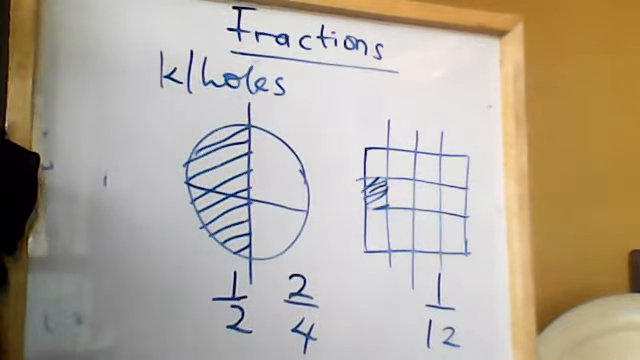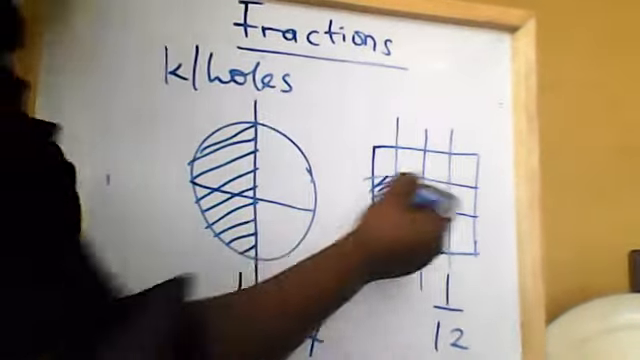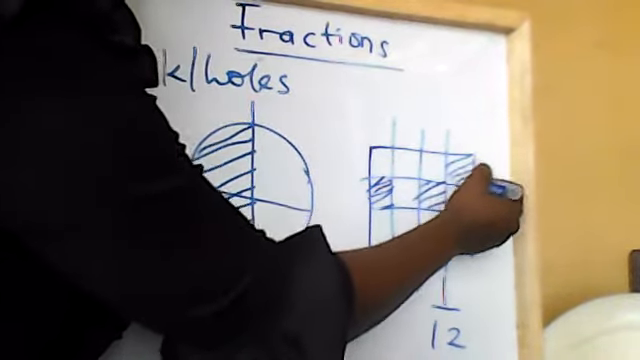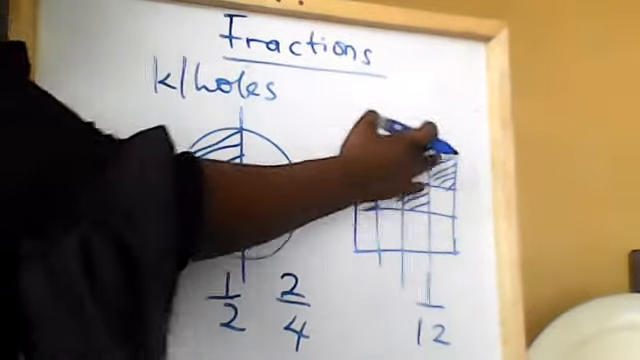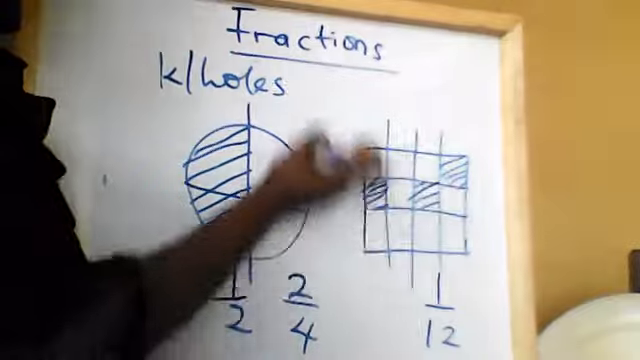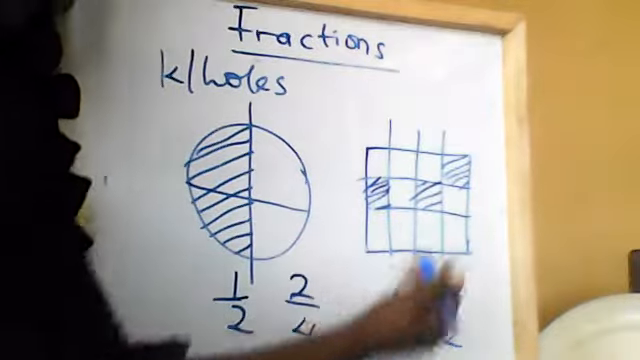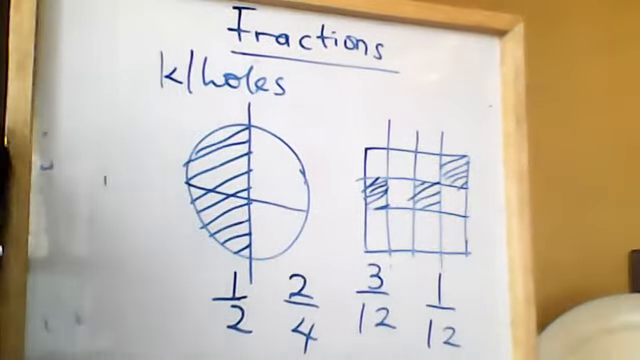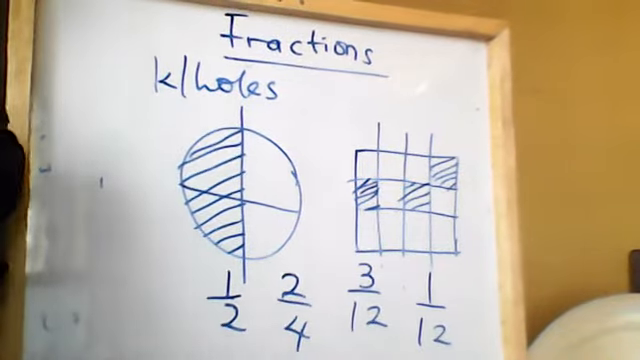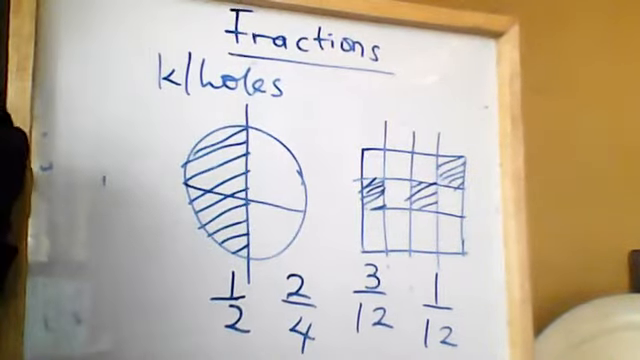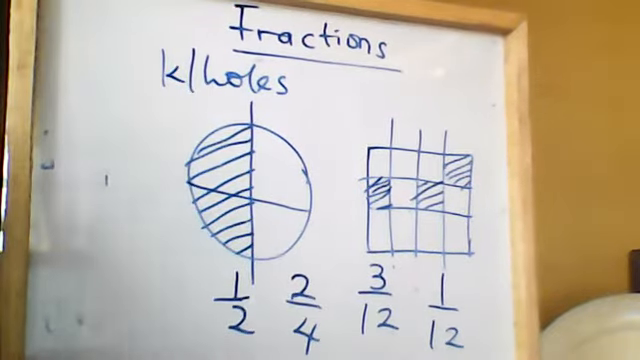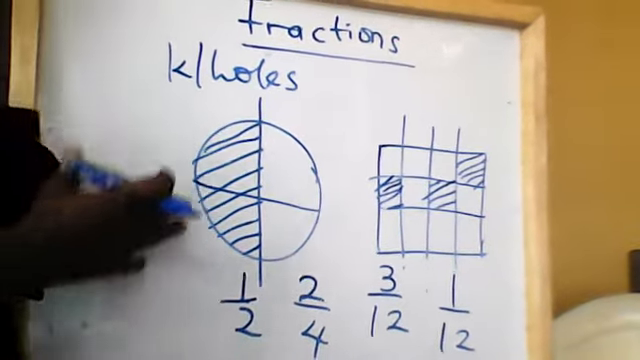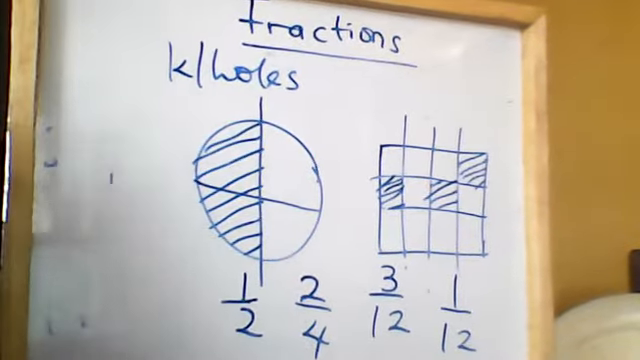I hope we understand. And if I shade two more, this time around I have three parts shaded, 3 shaded out of 12, and so this will be represented as 3/12. So I hope it is easy for us to understand this, because as we progress into other calculations in fractions, we need to understand these basics of fractions.